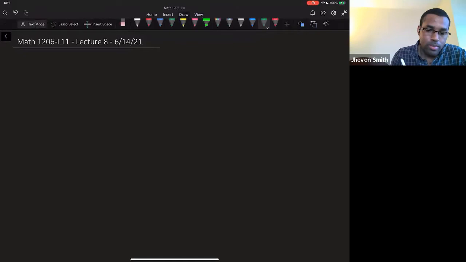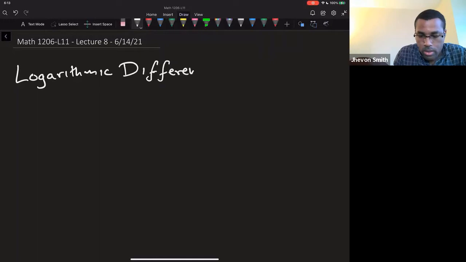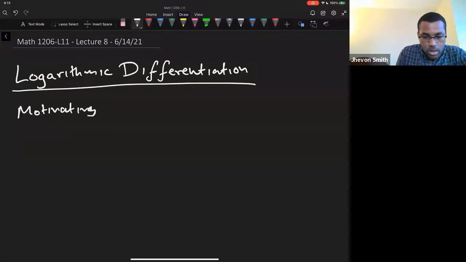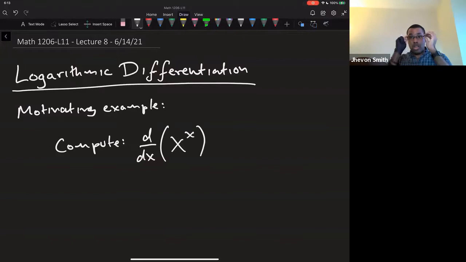Okay, I think it's already there. The topic I want to talk about is logarithmic differentiation. I don't know if that's straight or not, but we will take it. Logarithmic differentiation. Let's see a motivating example. Compute d/dx of x to the x. That's our starting example.